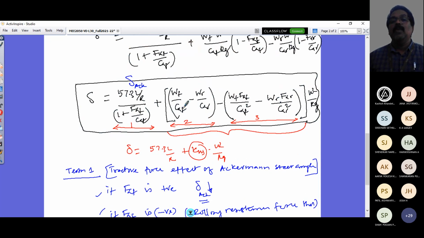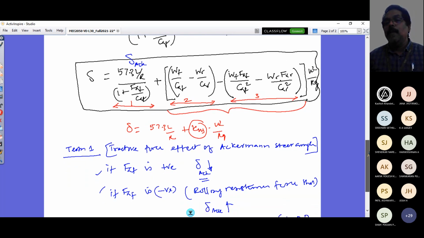So if I do not have this, I'll have only this. If this value is positive and this value is positive, you have to look at the difference. If this entire quantity is smaller than this, it is still understeer. If this quantity is greater than the tire compliance quantity, then this is going to be minus. So that is an oversteer tendency. Right? If this quantity is negative, then this minus minus becomes plus, and then the vehicle becomes an understeer vehicle. That is the influence of term 3.